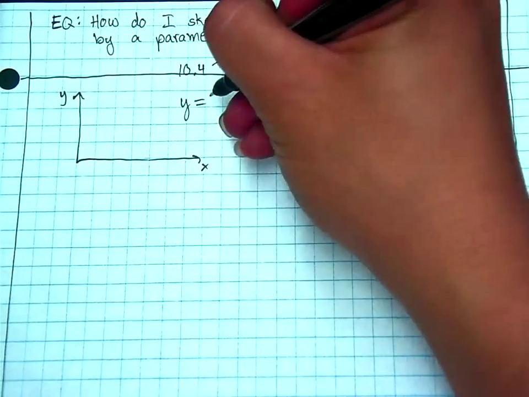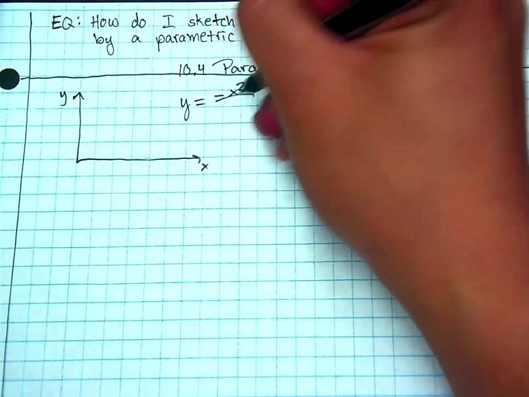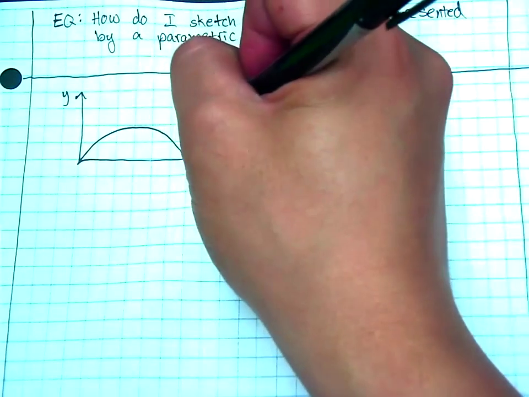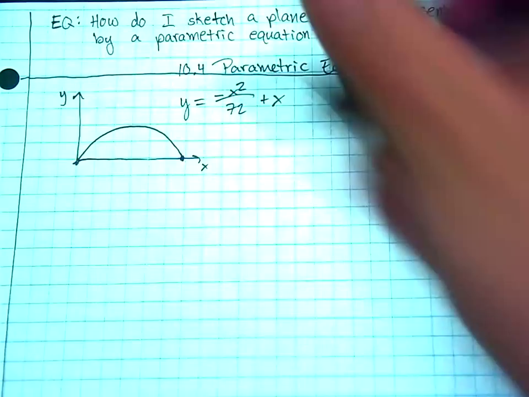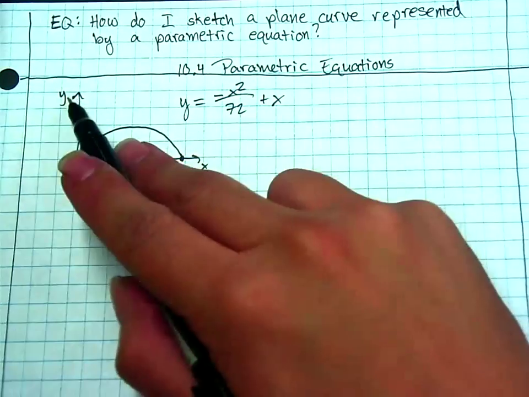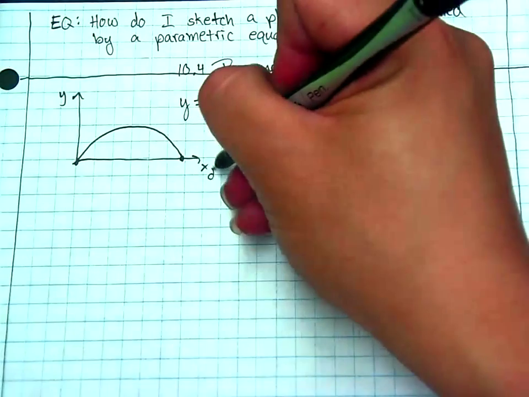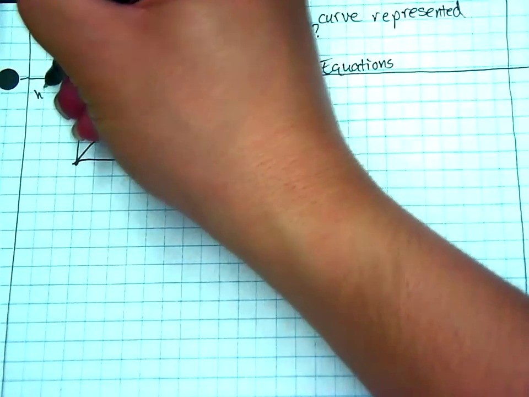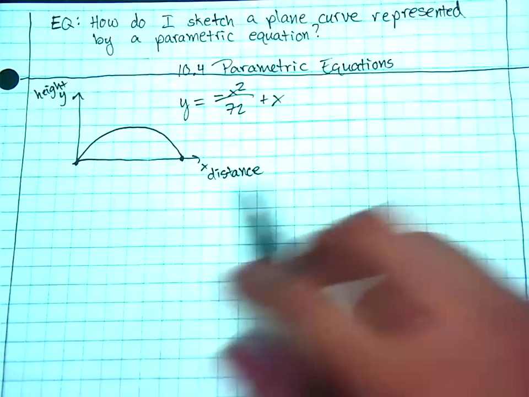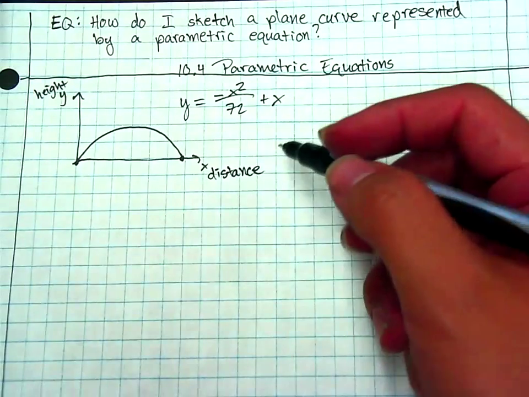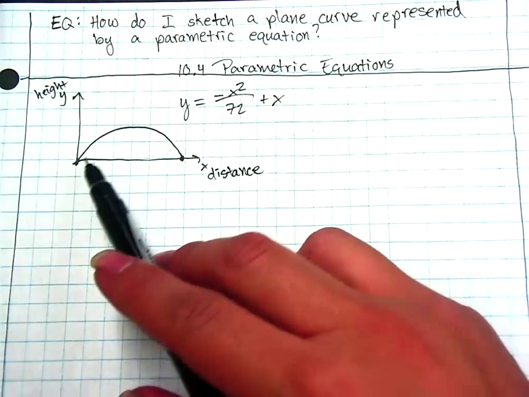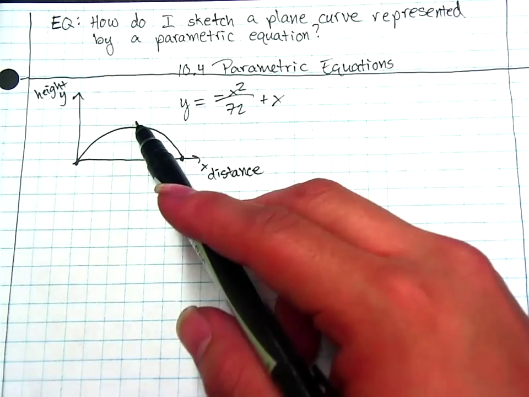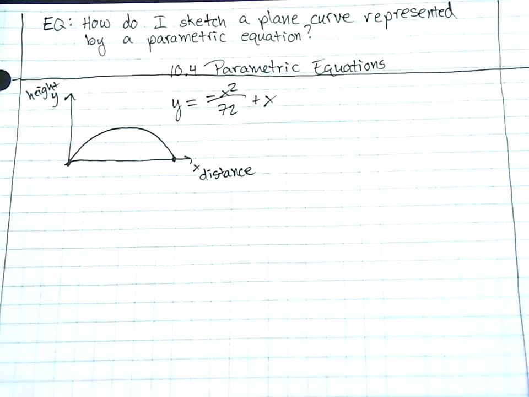So let me just write it for reference again. Y equals negative x squared over 72 plus x. And that's going to come out looking something like that, where basically for every x value we have some y value, and in this case x might be distance away from a starting point and y might be the height. So based on these equations, I might be able to say, okay, if I threw a football into the air about 20 feet away from me, it should be 30 feet in the air, something like that.